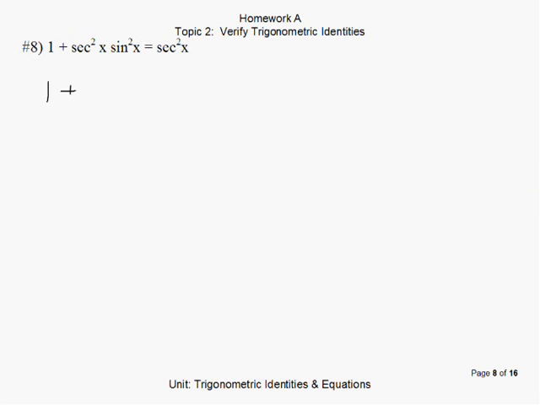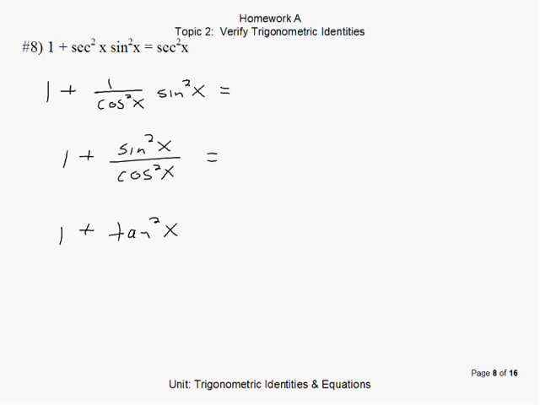Number 8, if you change secant to 1 over cosine, leaving the squared of course, then multiply sine squared of x times 1 over cosine squared of x. Sine over cosine is tangent, therefore this is tangent squared of x. That is the same thing as secant squared of x. That's one of the Pythagorean identities. That's what the right side was all along.